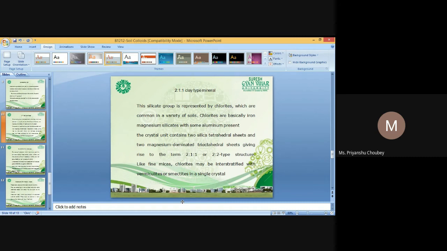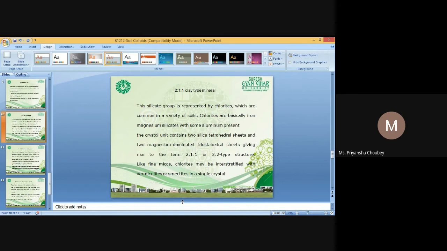Melanic epipedon, from the Greek word melas, meaning black. A thick black horizon with a high organic carbon content, associated with andic properties and the melanic index.